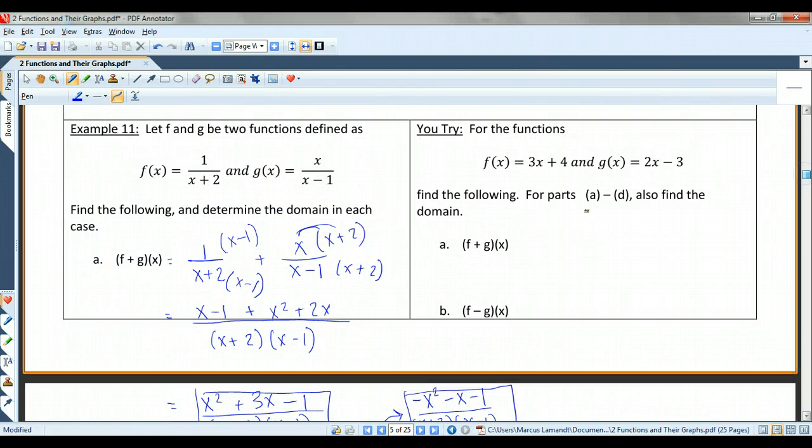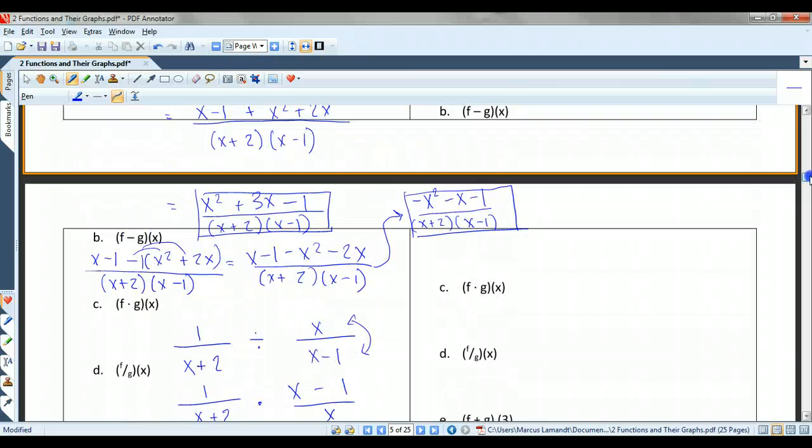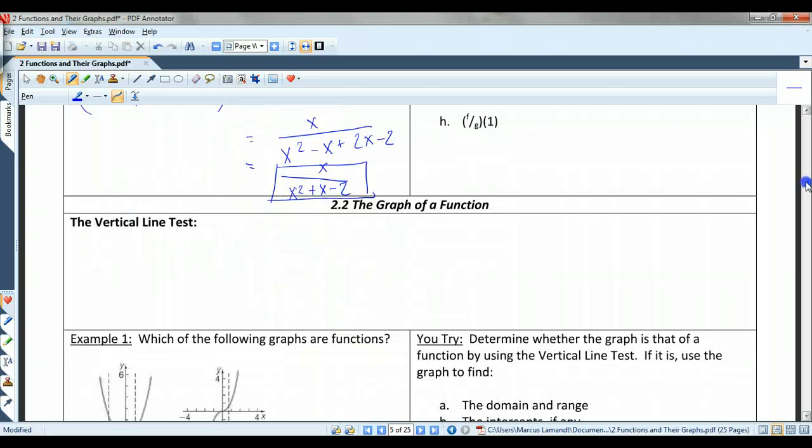Alright, this one should be a little bit easier to work with because there's no fractions. Okay. And you know what? Because there's no space, don't worry about the domain. I will give you extra credit if you find the domain. Just let me know tomorrow that you found it. You'll probably have to work on a separate sheet of paper, but I'll give you points for it. Alright, and that's it.